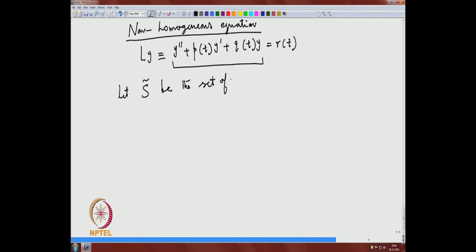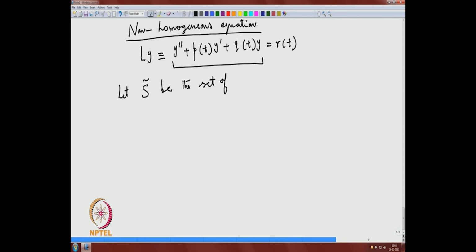When I say that S tilde is the set of all solutions, we are not looking into the initial value problem. The initial value problem has a unique solution. Here we are looking at the general solution, the set of all solutions to the non-homogeneous system. Let me call it 2 now. So, the set of all solutions to 2.